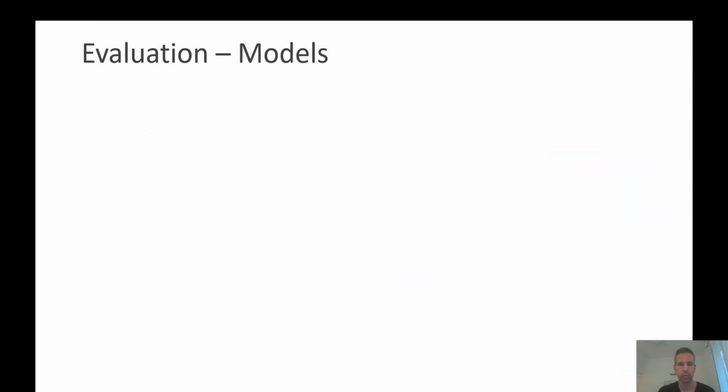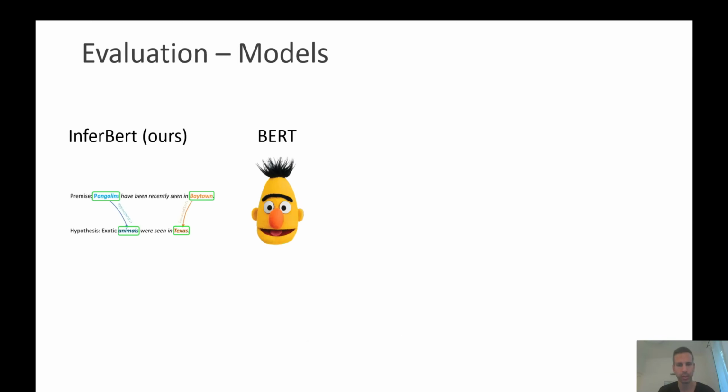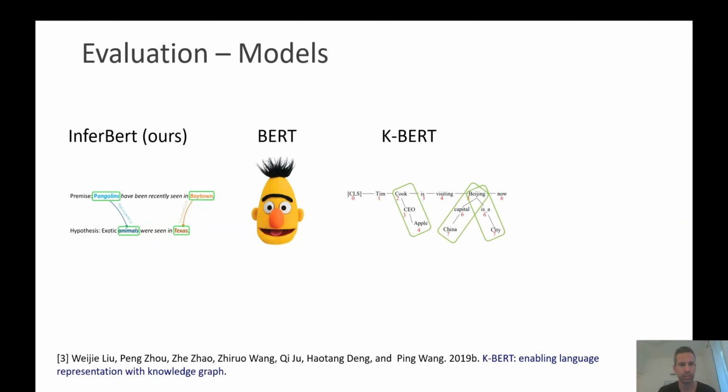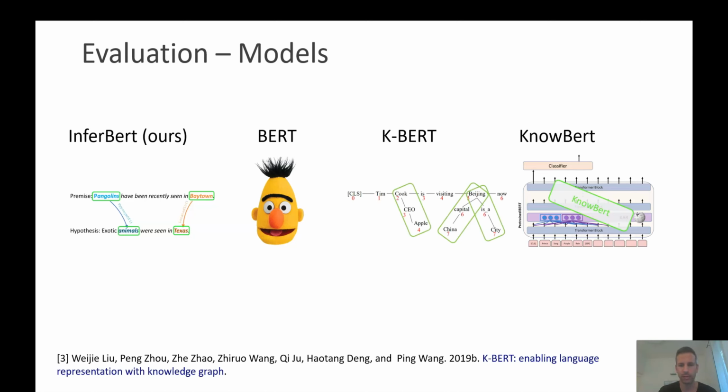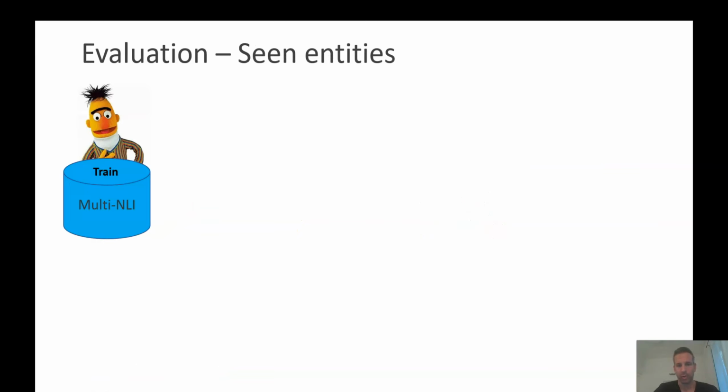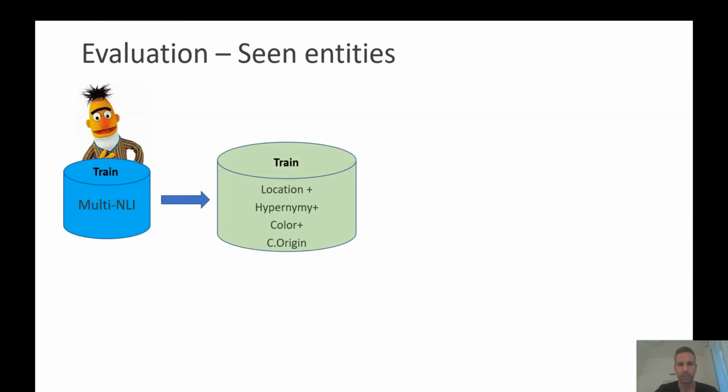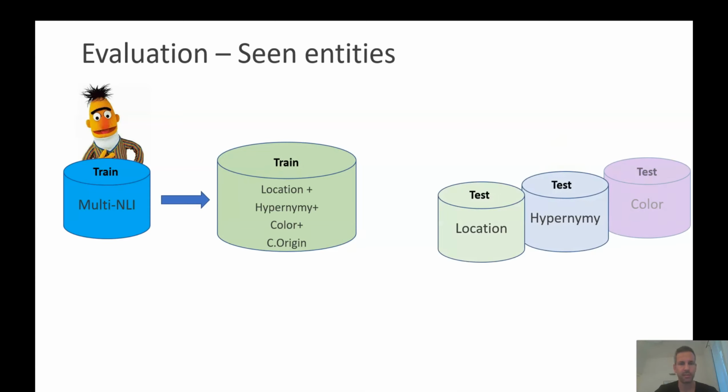To evaluate our method, we compared InferBert to a vanilla BERT model, as well as to 2 recently presented knowledge enhancement models, KBERT, by Liu et al., and NoBERT. For a fair comparison, we made sure that both KBERT and NoBERT get access to the exact same knowledge that InferBert does. We first trained each of the models on the multi-NLI dataset. We further fine-tuned them on a training set that combines all of our 4 challenge training sets, and then tested them separately on each of the challenge test sets.